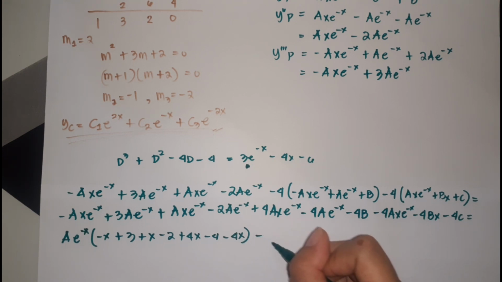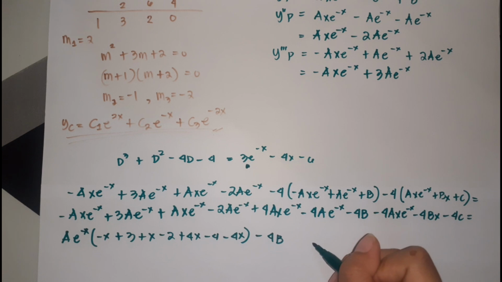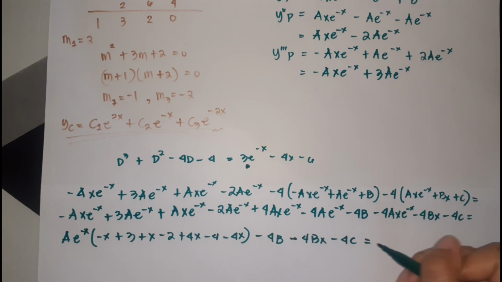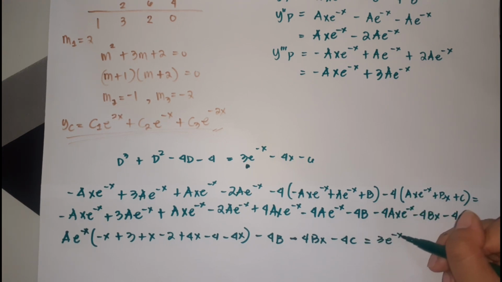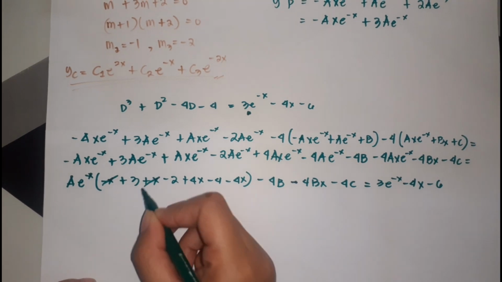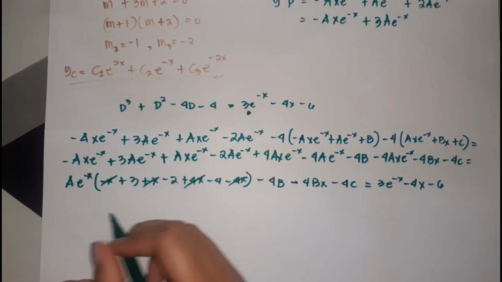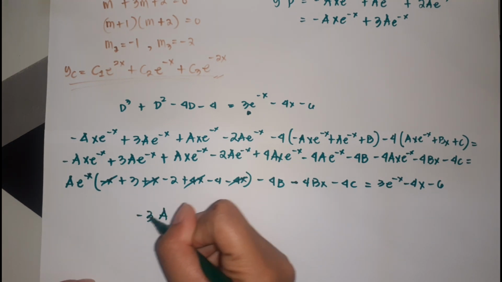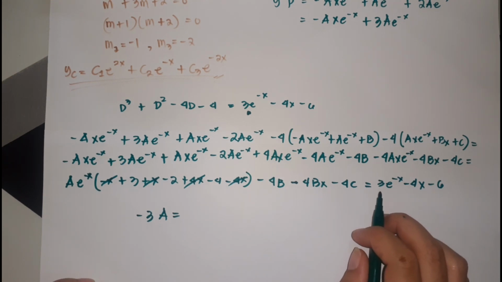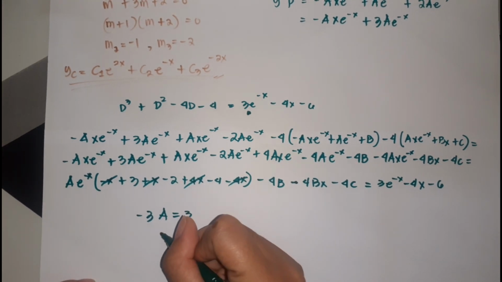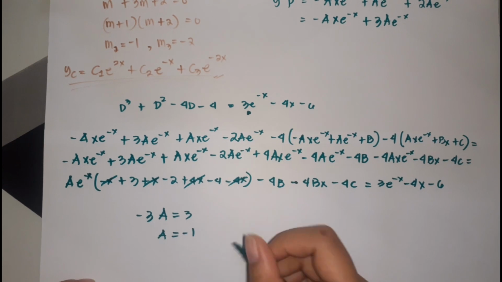Then minus 4b minus 4bx minus 4c equals 3e raised to negative x minus 4x minus 6. Then we can cancel this out. So the value of a times 3 minus 2 minus 4 is negative 3, and we equate this to the constant of e raised to negative x here. So negative 3a equals 3, and the value of our a is negative 1.